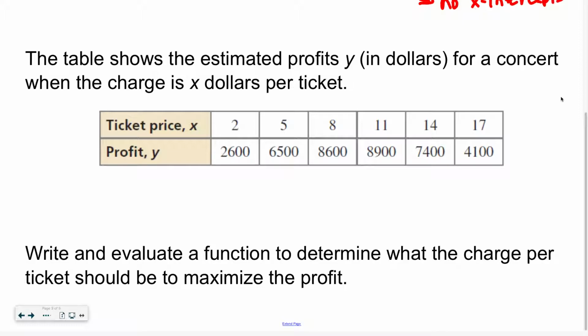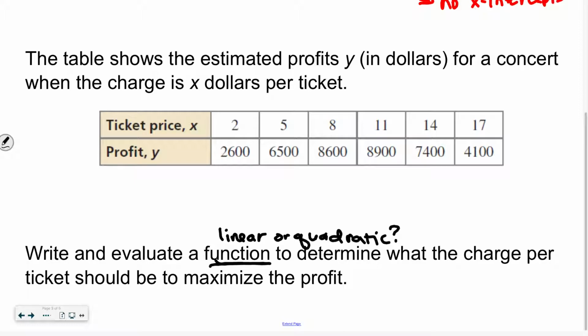So notice my directions here at the bottom say write and evaluate a function to determine what the charge per ticket should be to maximize the profit. But function, right now, we don't know if it's linear or quadratic. Like which one should we be writing? So I'll talk about different things that you can do. Here's the most common thing that mathematicians are going to do. They're going to look at the differences in the x's and the y's and whether or not you have constant slopes.